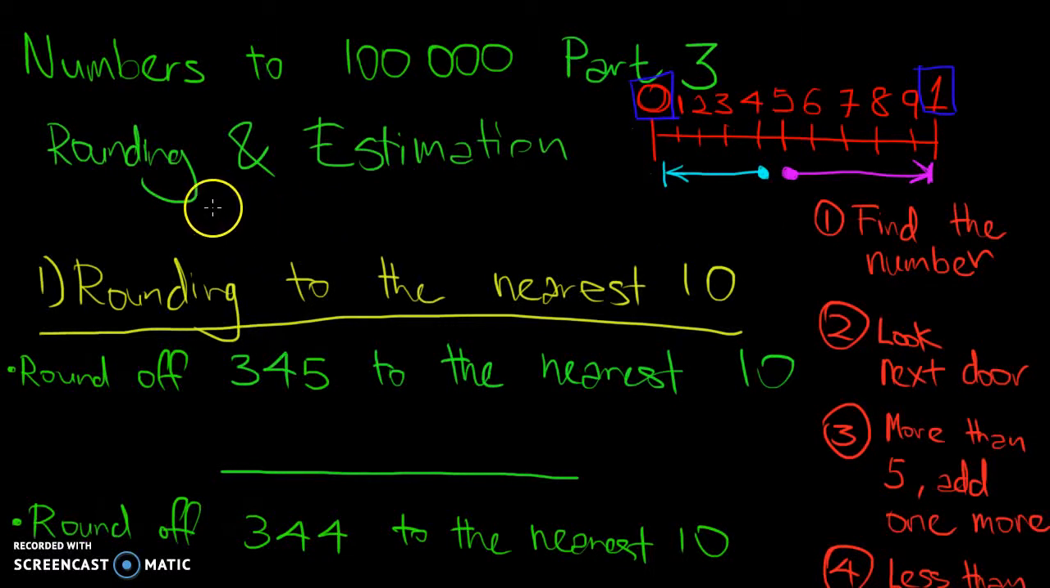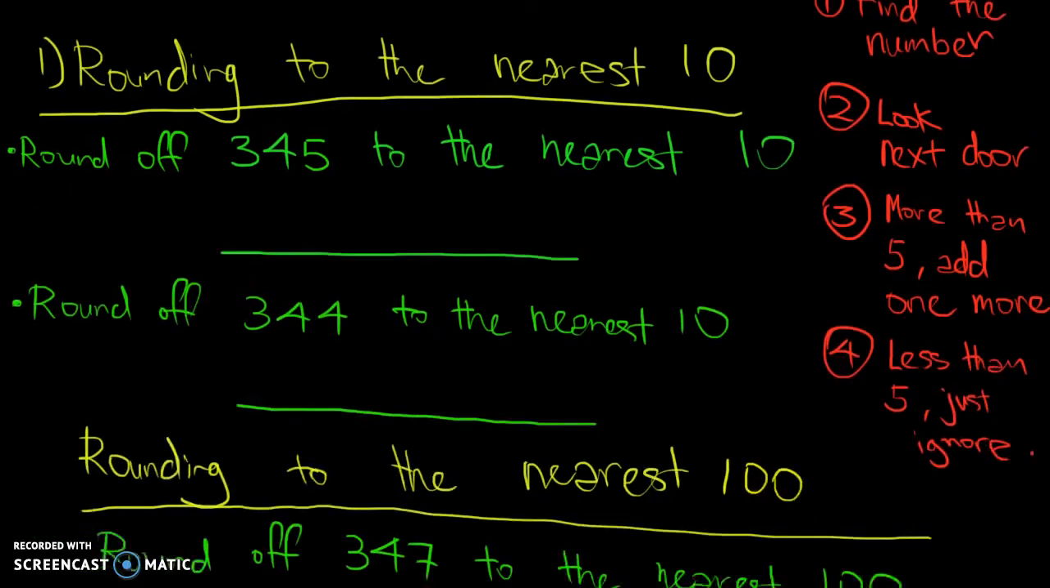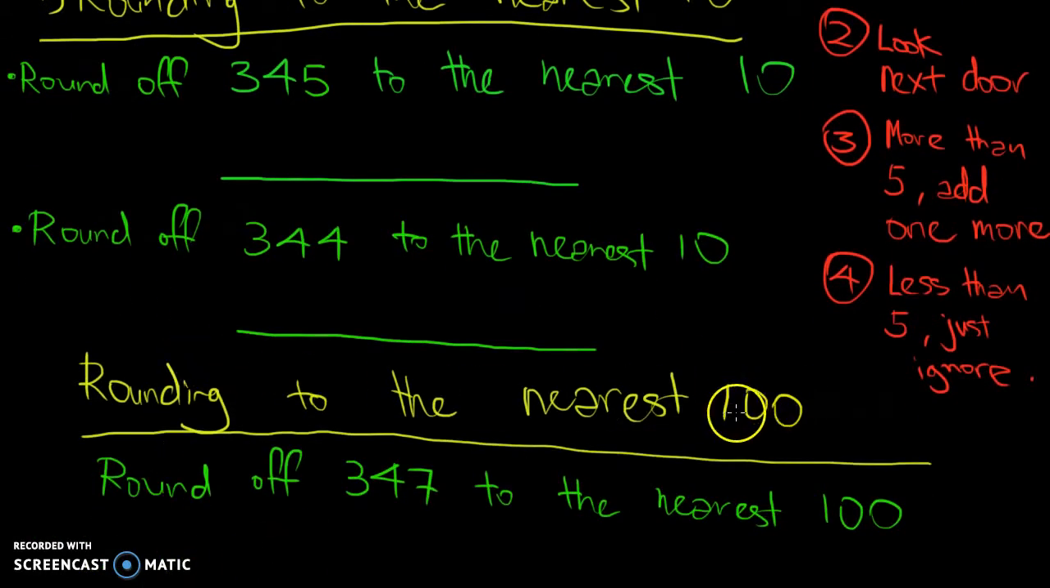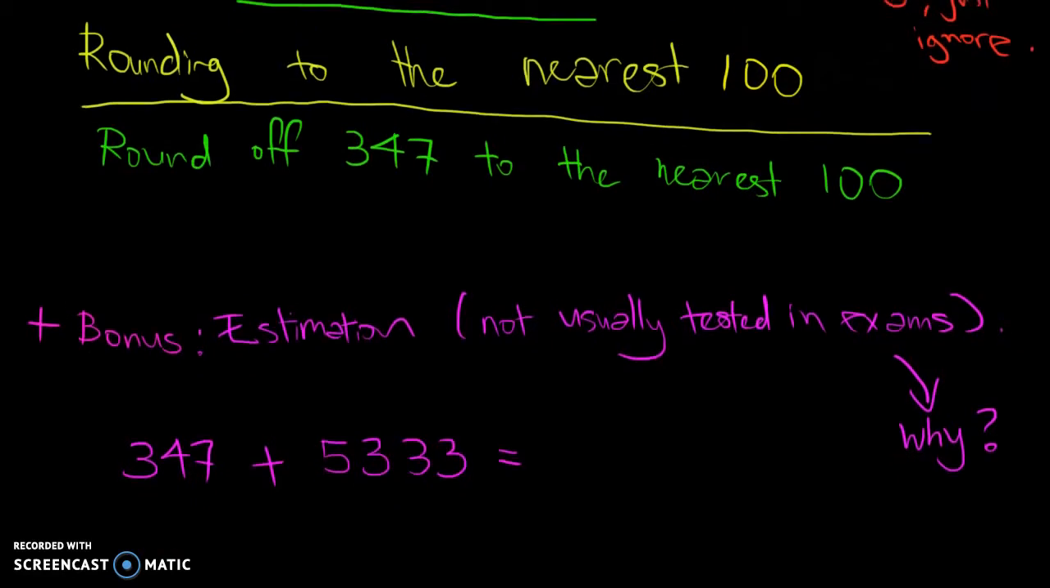Okay, for part number 3 of numbers to 100,000, we are actually talking about rounding off and estimation. The main concepts you should know are rounding off to the nearest tens versus rounding off to the nearest hundreds, to the nearest thousands, and so on. But the idea is the same once you find out the concept. So these are the two main things, and the bonus will actually be estimation.